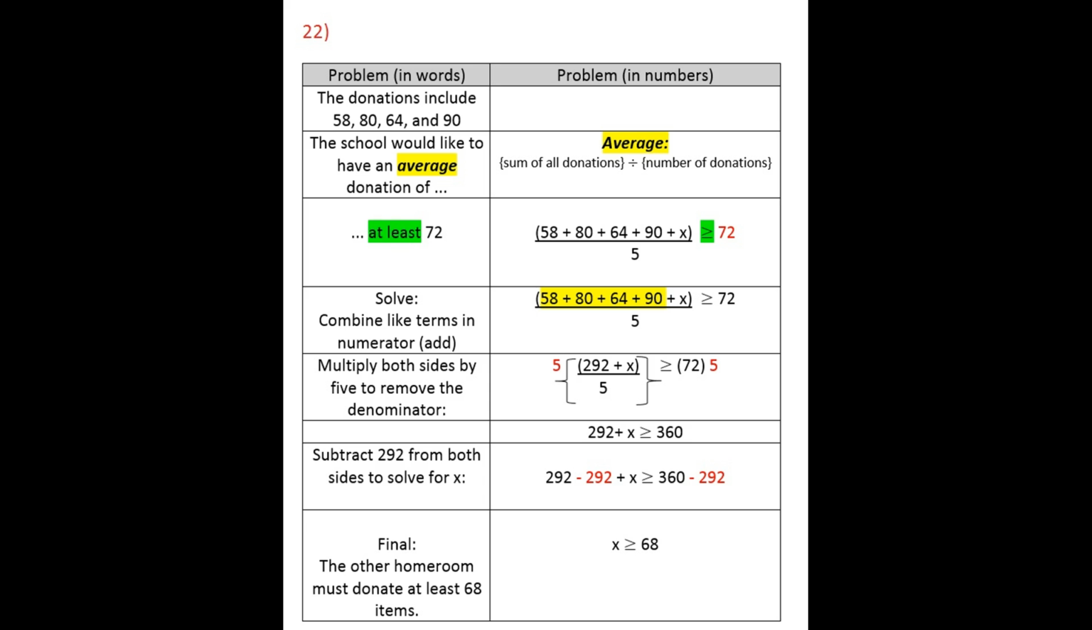And what that tells us is the other homeroom must donate at least 68 items for all 5 classes to have an average of at least 72 items per class. That's that, and that's the name of the game. You will see that problem again on someone's standardized test.